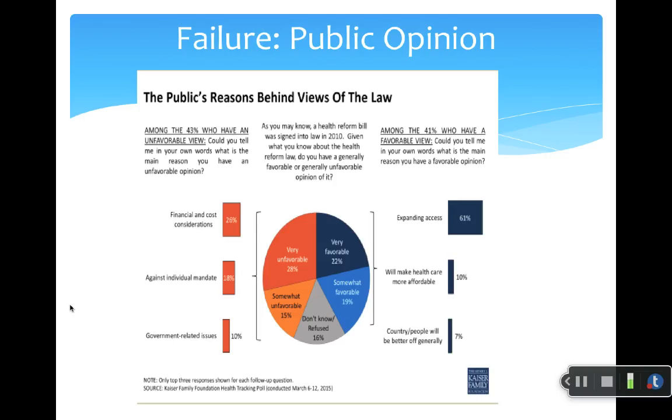On the other side, we see the people who are unfavorable. They really fall into two categories. One is concern about the cost and the sort of federal government requiring them to make this expense. And then we see people who are kind of philosophically opposed to the individual mandate. They don't like being required to have to buy health insurance. And you also see here kind of this general dislike of the government.